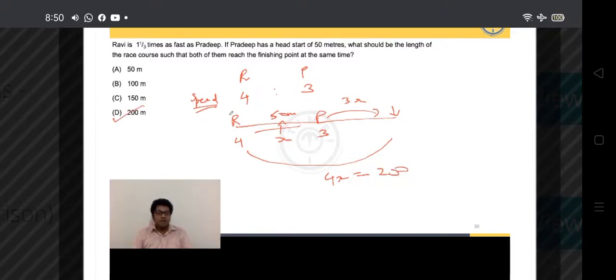Simple. See, the ratio of the distance is 4 is to 3. The difference between them is one part. That one part is given as 50. So total race is 4 parts, which is 4 into 50, which is 200, because Pradeep has a head start of 50 meters. Okay, so he's already traveled 50, or he's starting from that point. So the total length of the race will be 200. It is not 150, because when he is traveling 150, he should travel 200. Therefore, the end point's total race is from this starting point where Ravi started.